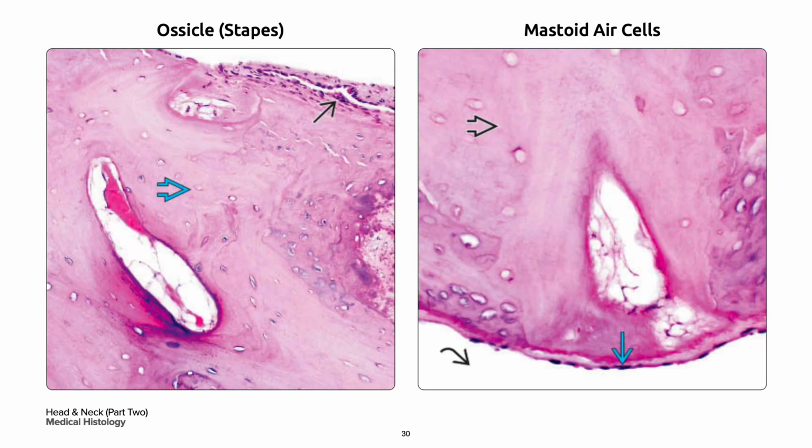Your islands of cartilage in bold blue arrow can be seen at the periphery of most of the ossicles. On your left is a section from a stapes bone demonstrating a compact lamellar bone in bold blue arrow. Tympanic cavity epithelium in single black arrow typically lines the periosteal surface of the ossicles. The epithelium is identical to the tympanic cavity epithelium, except that the presence of cilia is uncommon.